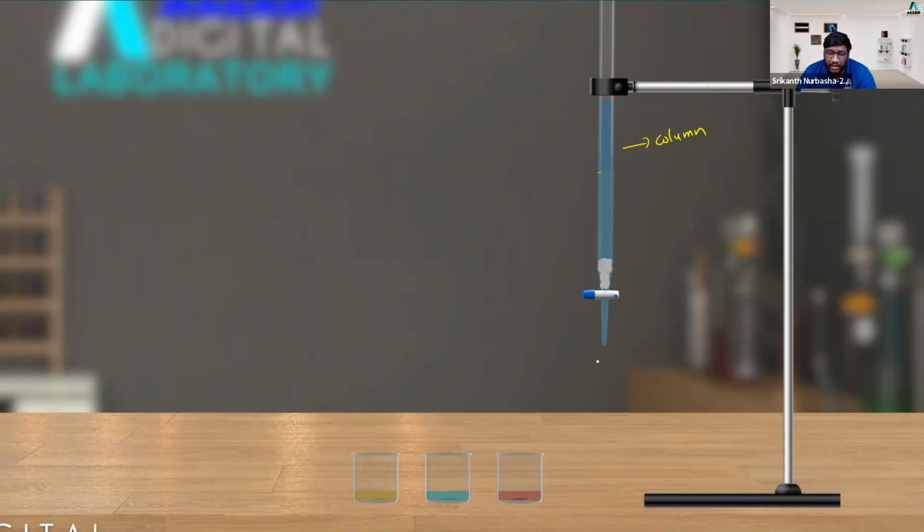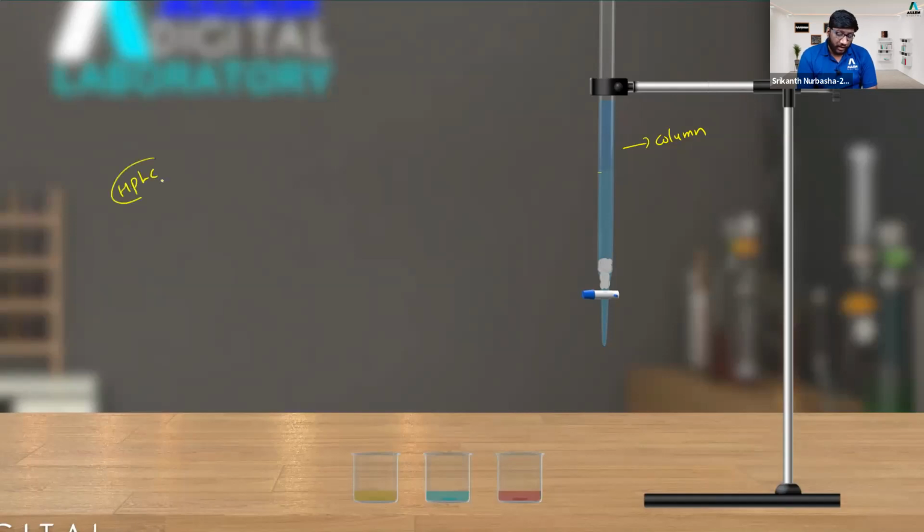So if it is just coming based on gravity, it will be very slow. That's why we have also placed some wool here at the bottom. Yes or no? So it is not going to be fast. It is very, very slow. The coming down of solvent from the top to the bottom, it will be very slow. And I personally perform this column chromatography, HPLC as well. HPLC is high performance liquid chromatography.